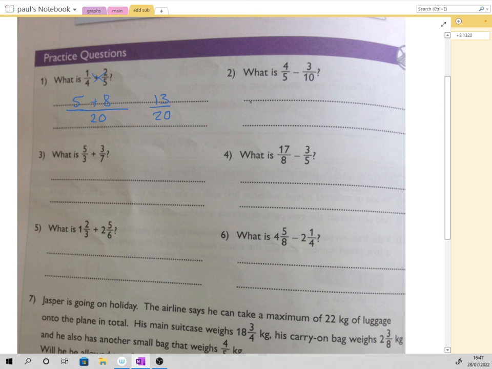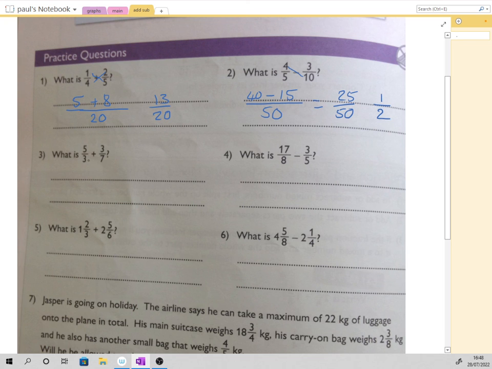This one, 4 fifths minus 3 tenths. Multiply the bottom, let's get a big long number there. 5 times 10 is 50. 10 times 4 is 40. Minus 5 times 3 is 15. So 40 take away 15 is 25 over 50. And I can simplify this very easily because we can divide both top and bottom by 25. So that will be 1 over 2.